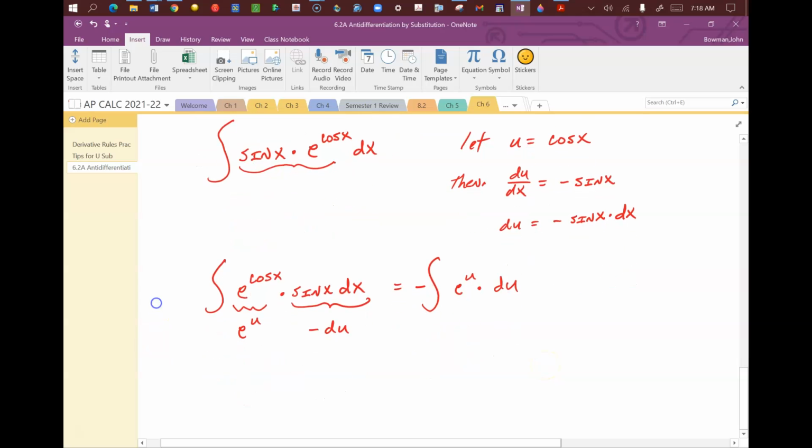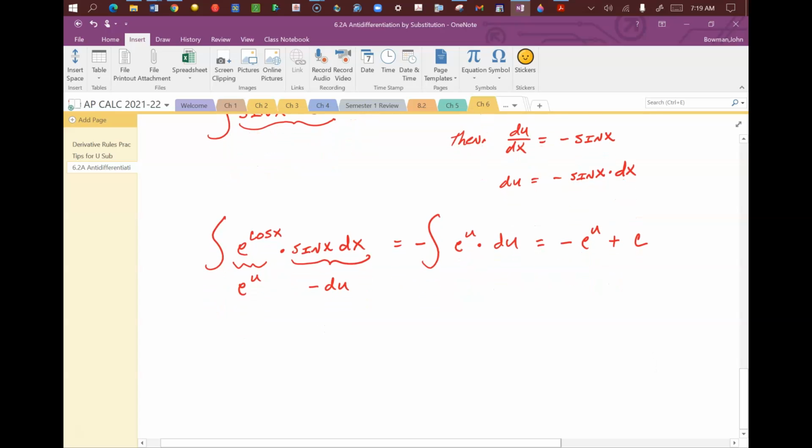And now this is easy to find the antiderivative of. The antiderivative of e to the u is simply e to the u, and then we have to put our plus c on there, and don't forget the negative sign. Now you might say, well, why didn't we distribute the negative sign to the constant? Because the constant could be positive or negative. It does not matter. Then, when we get done with that, we need to substitute back. So we're going to rewrite this as the opposite of e to the cosine of x plus c. And that is our solution.